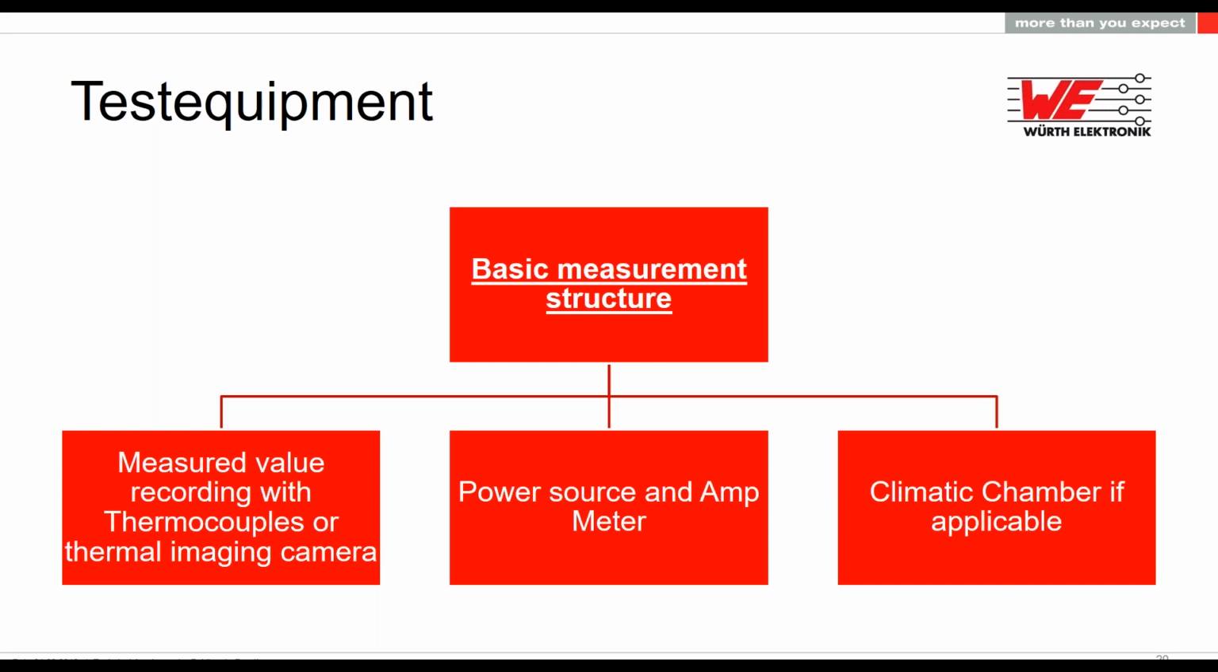Second, you need a power source and a meter to measure the ampacity, of course. And you could need a climatic chamber. It depends if you want to work at room temperature and have a stable room temperature. This is of course possible. If you want to measure at other temperature starting points, you need a climatic chamber, or if your room temperature is not stable.